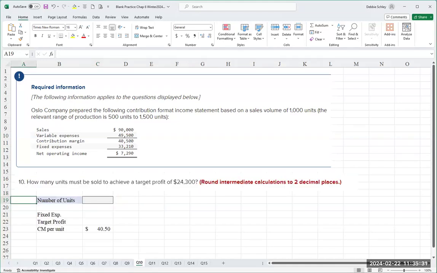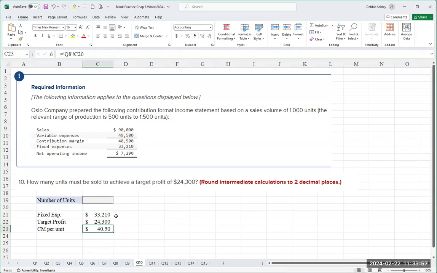Okay, question 10. How many units must be sold to achieve a target profit of 24,300? Round intermediate calculations to 2 decimal places. So my fixed expenses are still 33,210. My target profit is 24,300.